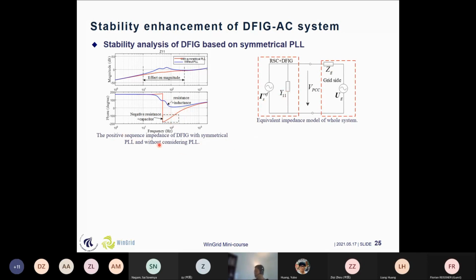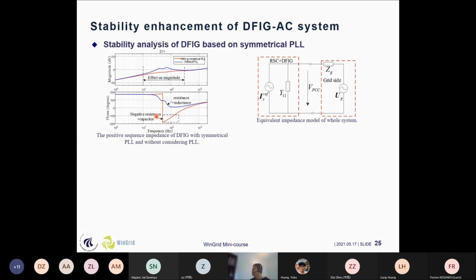This is a comparison between using the PLL and not considering the PLL. We can see that even if you are using the symmetric PLL, the advantage is that the frequency coupling phenomenon is eliminated, but it doesn't mean that the stability is improved. So I think you should be very careful of these two concepts. These are two different concepts. Frequency coupling and the stability performance are not the same concept. It doesn't mean that eliminating the frequency coupling can improve the stability performance.